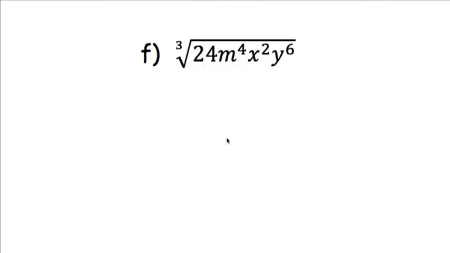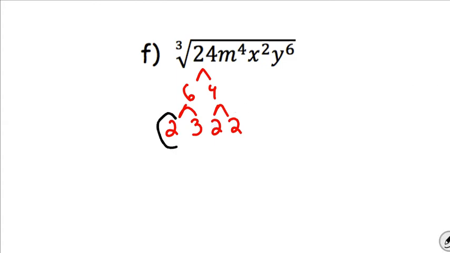Okay, last problem here. We're going back to a third root, so now we need 3 of the same to take a number out, or a variable out. So let's start with 24. So 24, I'm going to do 6 and 4. So 6 is 2 and 3. And 4 is 2 and 2. So I have 3 copies of 2. So I know I can take a 2 out. And I know that I have a 3 left underneath.